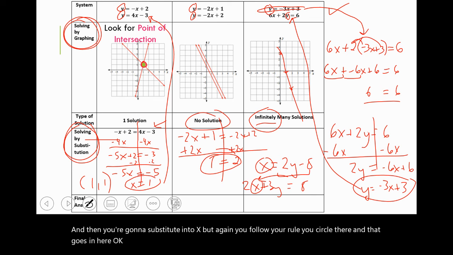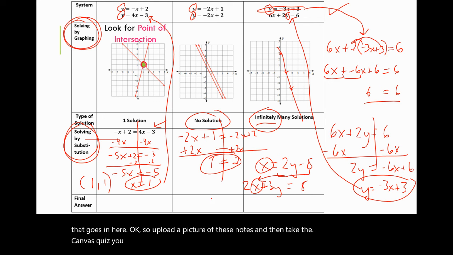Okay, so upload a picture of these notes and then take the Canvas quiz. You can take it a couple times if you want to try to get it right. We'll try to review and take our lesson quiz when you get back.